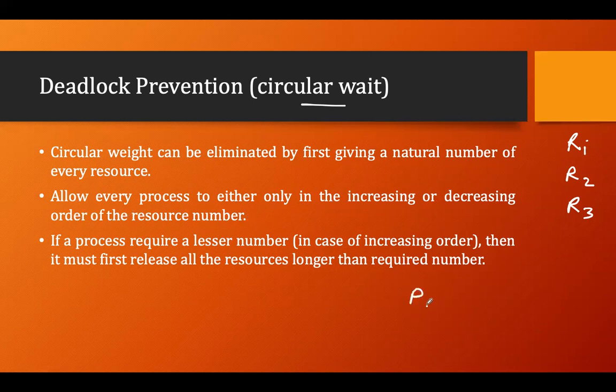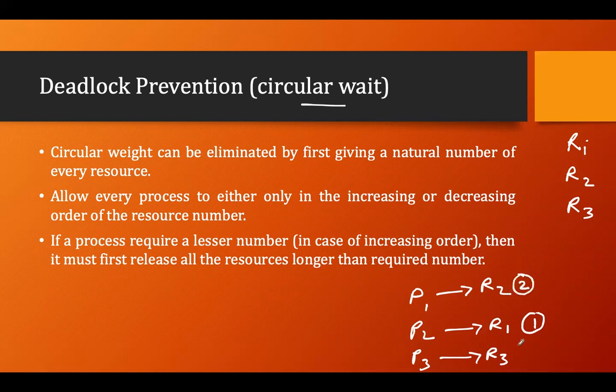Let's say we have processes P1, P2, and P3. P1 requires resource R2, P2 requires resource R1, and P3 requires resource R3. Which process should I give the resource to first? First I'll give to P2, then to P1, and third to P3. Why? Because I'll give either in increment order of the resource number, or in decrement order. Let's say I am using the increment one. So I'll give R1 first, then R2, and then R3.